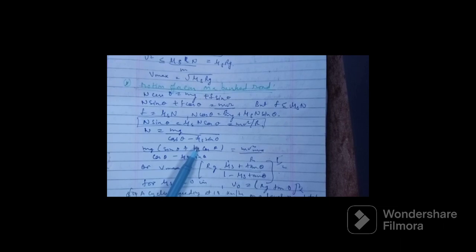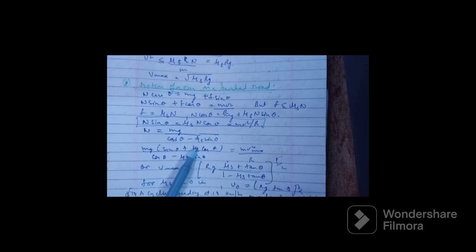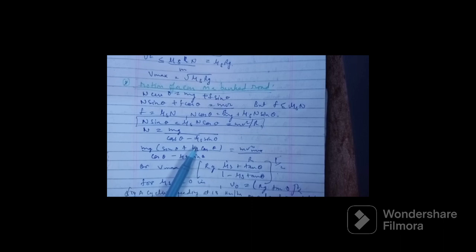The 20th one: a batsman deflects a ball by an angle of 45 degrees without changing its initial speed, which is equal to 54 km per hour. What is the impulse imparted to the ball? Mass of the ball is 0.15 kg.